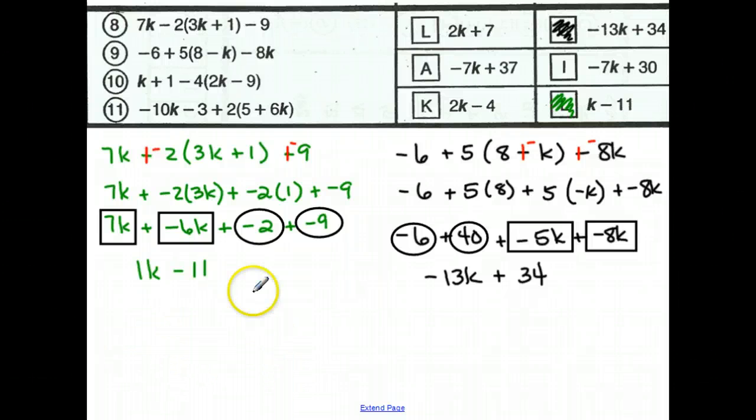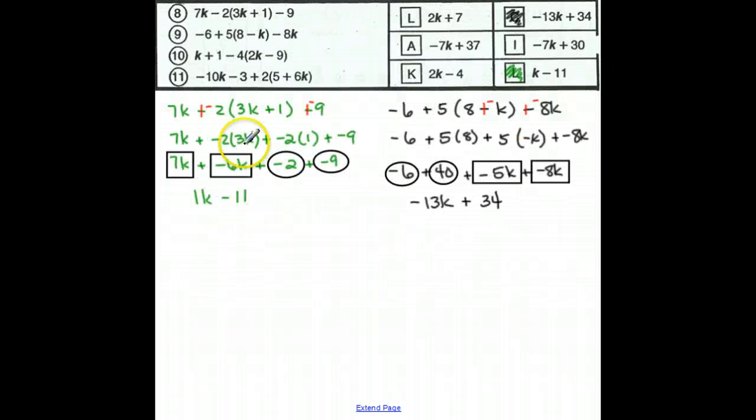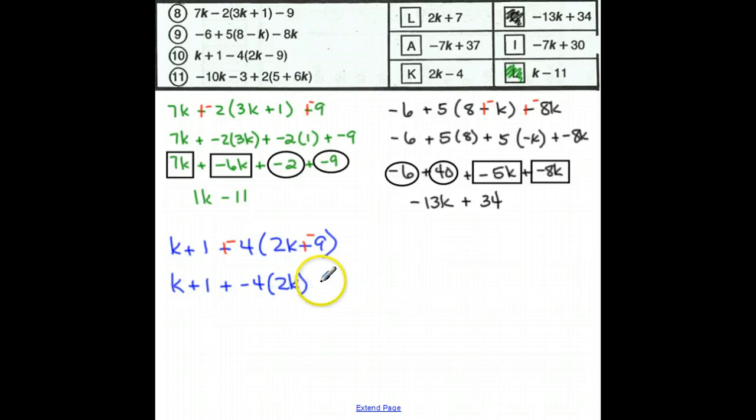Number 10. Actually, hold on just a second. Okay, I wanted to adjust the screen there. Number 10, we have k plus 1 minus 4 times 2k minus 11. Oh, sorry, 9. Again, I'm going to go through and rewrite using same change change. I'm going to write this as plus a negative 4 and plus a negative 9. The number being distributed is the negative 4. K plus 1 plus negative 4 times 2k plus negative 4 times negative 9.